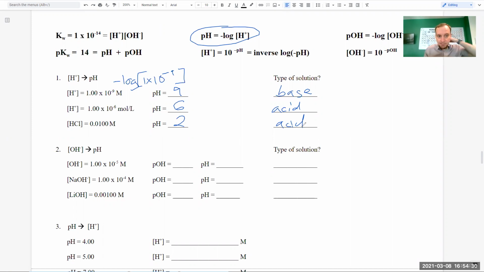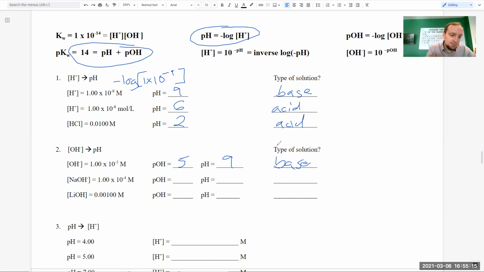All right, number 2 is basically the same thing as number 1, except we're looking at our pOH. So I'm going to do the same thing, negative log of 1.00 E negative 5. I'm going to close my parentheses, and I get a pOH of 5. Remember that pH plus pOH equals 14. So basically another way to say that is, these must add up to be 14. So I know that 5 plus 9 gives me 14. So if the pH is 9, then that tells me that this is a base, a relatively weak base.